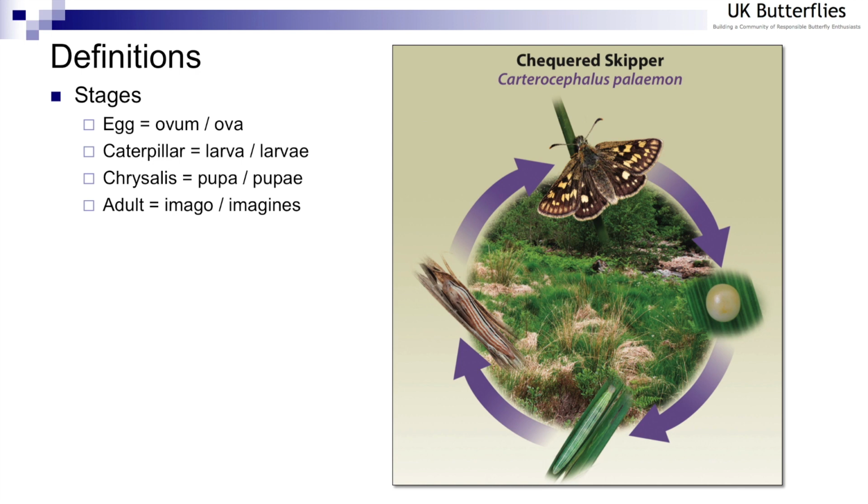Each butterfly, each moth goes through 4 stages, which are egg, caterpillar, chrysalis, and adult. There are also various terms that tend to be used in place of those, so I'll tend to talk about larva rather than caterpillar, plural larvae, pupa, pupae for chrysalis, and I always use adult rather than imago. These 4 stages are illustrated by the Chequered Skipper life cycle that you can see on the right hand side there.